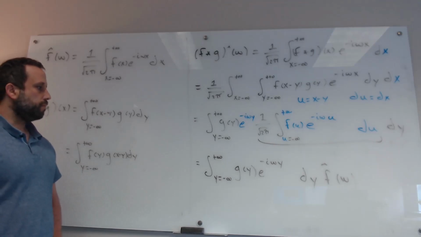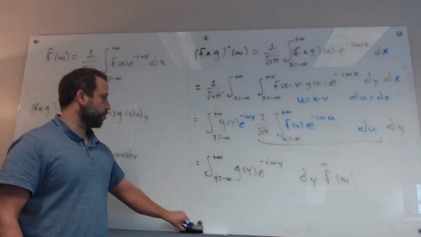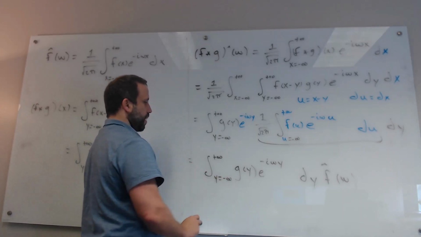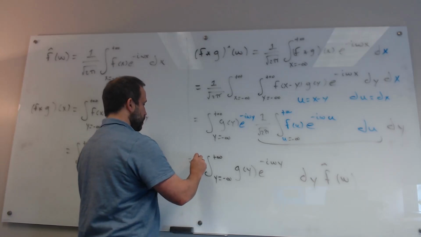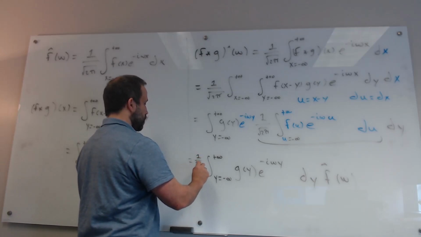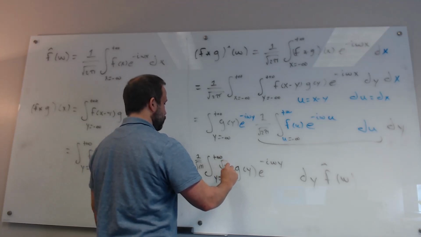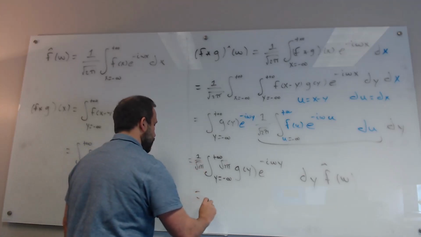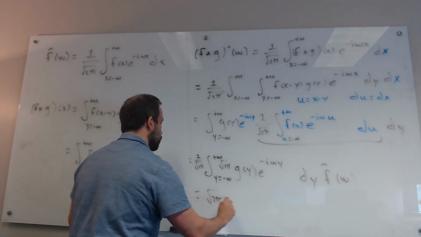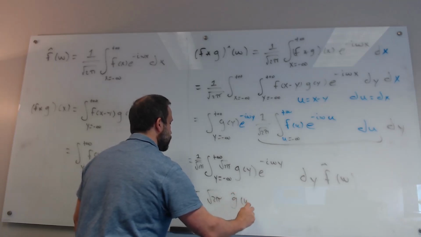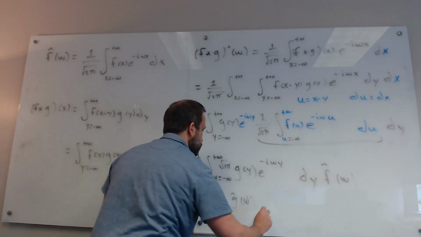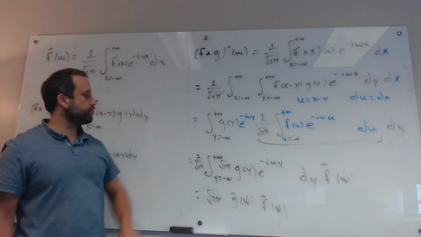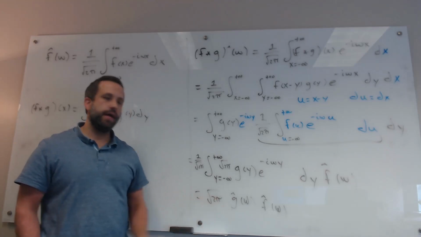Okay, now this is almost the Fourier transform of g. The only thing that's missing is the division by the square root of 2 pi. So if I divide by the square root of 2 pi here, I also have to multiply by the square root of 2 pi. And now this integral right here is equal to the square root of 2 pi times the Fourier transform of g, and then times the Fourier transform of f. And so the Fourier transform of the convolution is the square root of 2 pi times the product of the Fourier transforms.